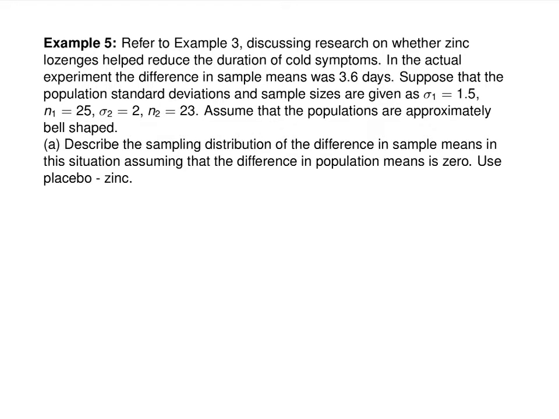Okay, we're going to go back to that idea of zinc lozenges, and we are going to sort of prove that zinc lozenges are effective. In the actual experiment, the difference in sample means was 3.6 days. We are going to suppose that we have a skeptic who thinks that this is a statistical fluke, and we're going to prove that this is not. So we first assume that we have these standard deviations and sample sizes, and the populations are approximately bell-shaped. So describe the sampling distribution of the difference in sample means in this situation, assuming the difference in population means is 0. When we make that assumption, what this really means is that zinc is not more effective than the placebo.